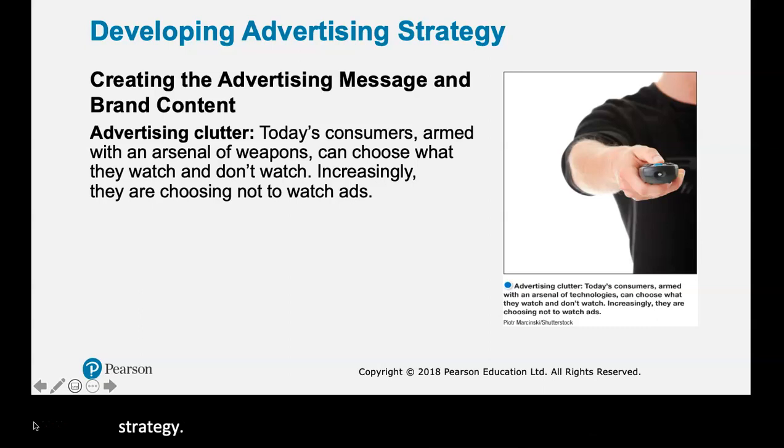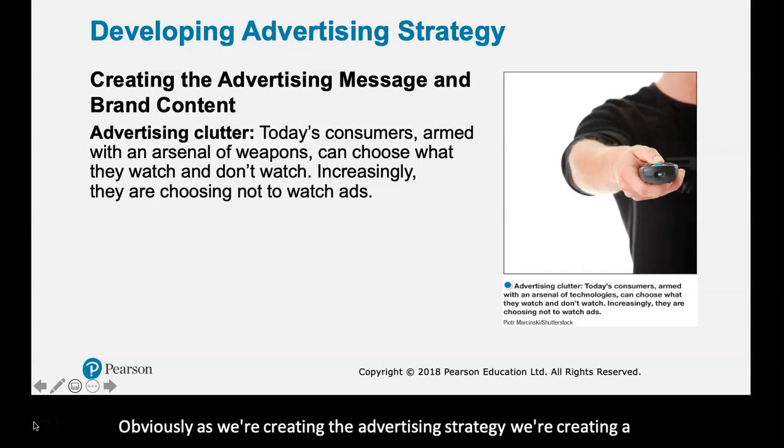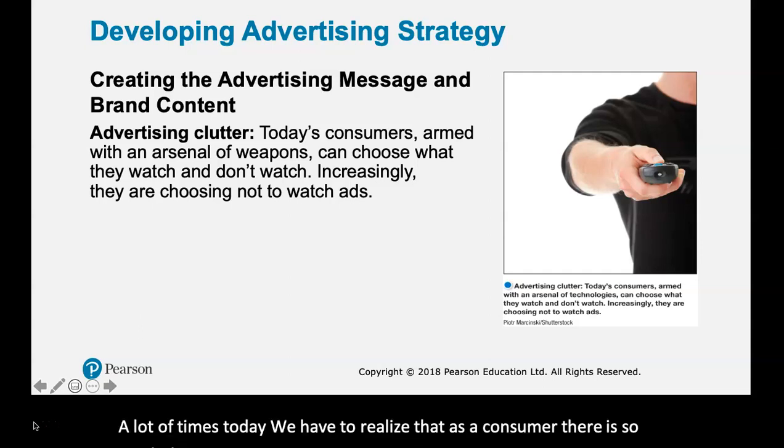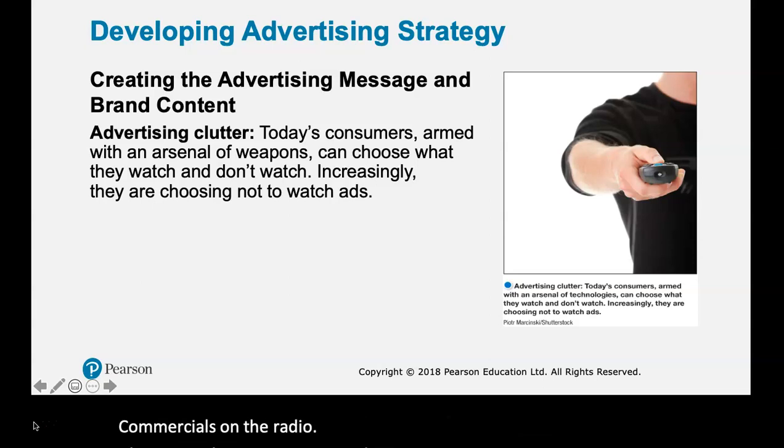Obviously, as we're creating the advertising strategy, we're creating a message. A lot of times today we have to realize that as a consumer, you are exposed to so many advertisements, it's insane. Just driving down the road, you subliminally may be exposed to hundreds of different types of advertising: billboards, signs, commercials on the radio. It's amazing how much clutter there is out there.